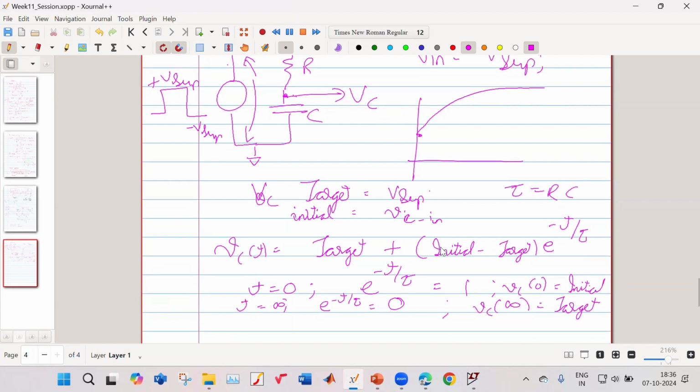So this is how we know that this equation is correct. The final, maximum value at infinity should be equal to the target, and at 0 it is your initial. So this equation is correct. It is a very useful equation which we will use a lot in the upcoming 555 timer circuit.